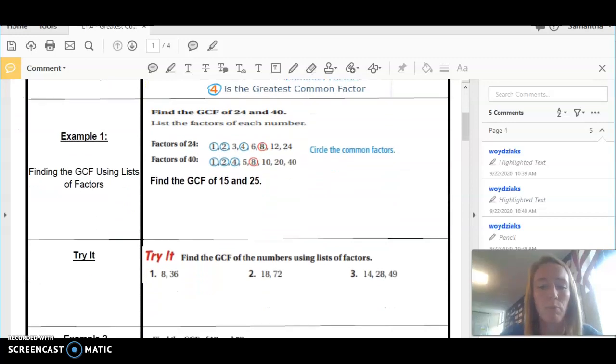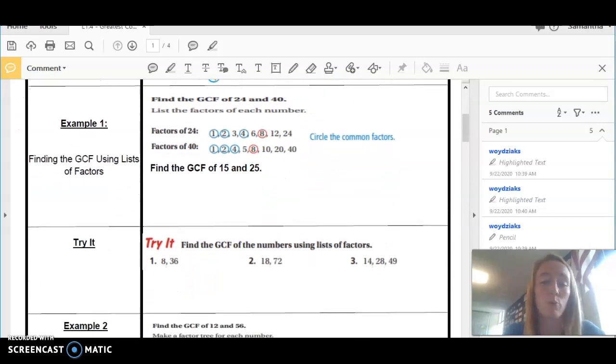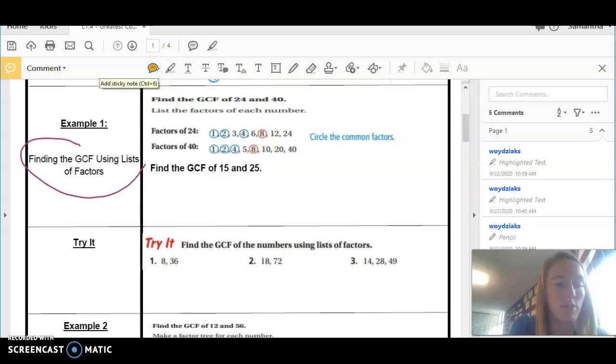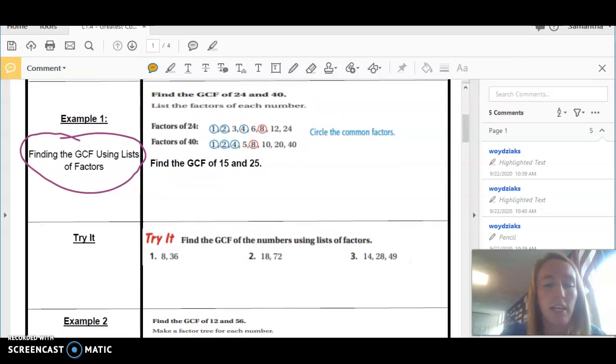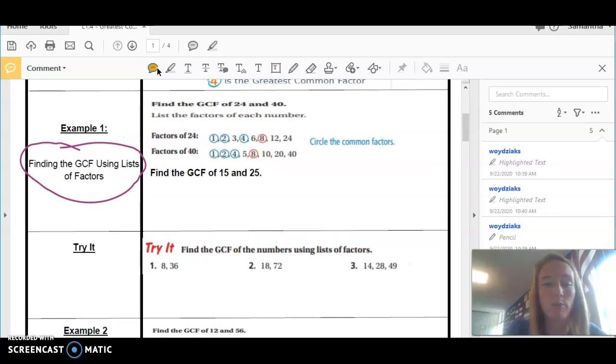So to go over example 1, it says find the GCF of 24 and 40. So GCF means greatest common factor. And you can see over here that it wants us to do that using a list of factors. So we have to know our factors, which is super easy if we know our multiplication facts. And so to find the factors of 24, we looked and we said, okay, 1 and 24, right? 2 and 12, 3 and 8, 4 and 6. And then we did the same thing for 40. So 1 and 40, 2 and 20, 4 and 10, 5 and 8.